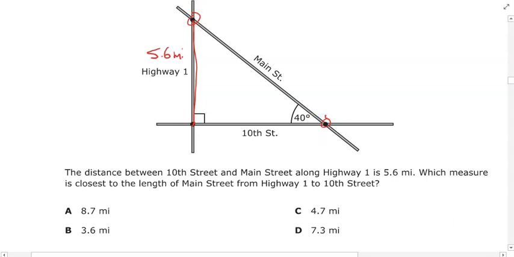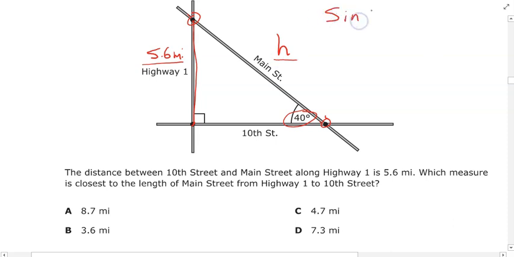This looks like straightforward trigonometry. I've got a right angle here. I've got one of my acute angles. I know a side. I can solve for the length of Main Street between Highway 1 and 10th Street. I can solve for that. So I'm actually going to call it H here for the hypotenuse. So I have a right triangle with an angle of 40 degrees. This would be the opposite side. This is the hypotenuse. I can definitely use sine to solve this one.